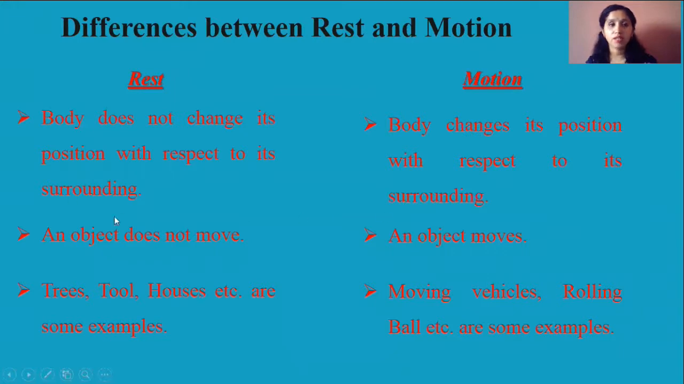And at rest, an object does not move, but in motion, an object moves. And we can learn some examples here like trees, tool, houses. They are objects which are at rest. And similarly, moving vehicles, rolling ball. They are some examples of bodies with motion.